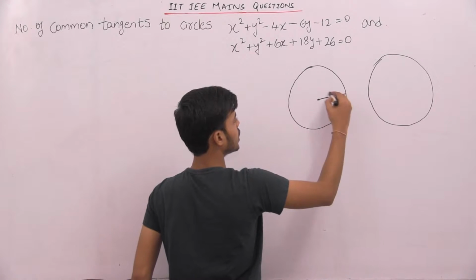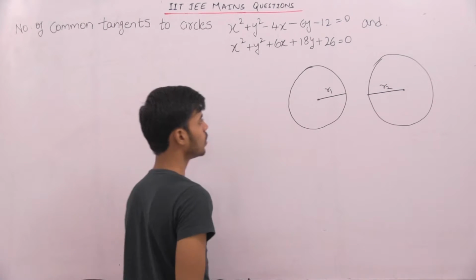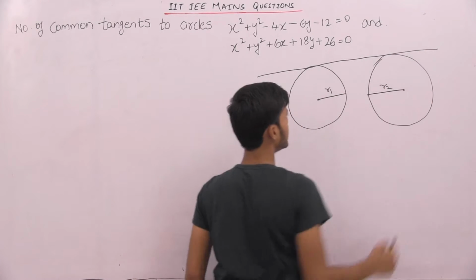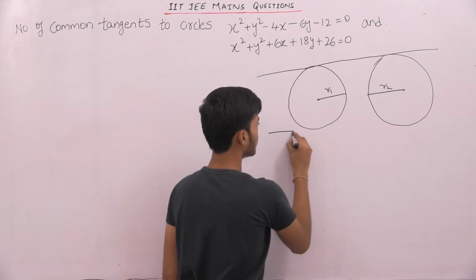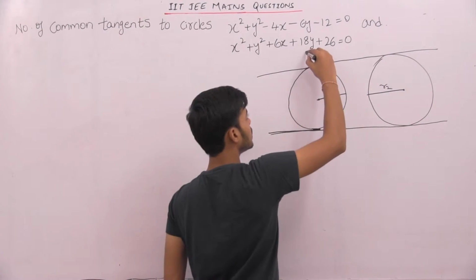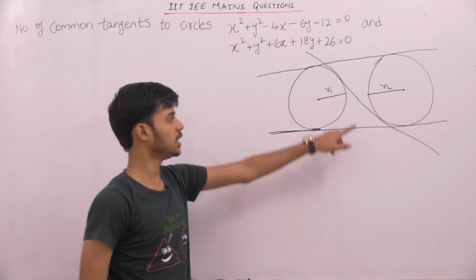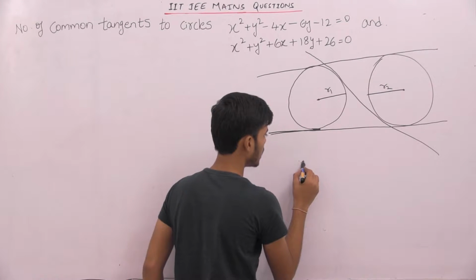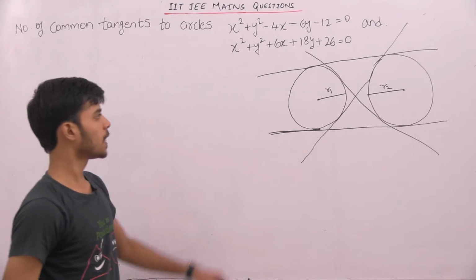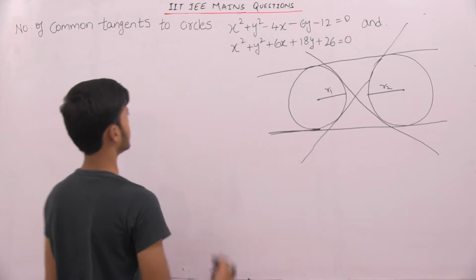So the radius of the first circle, let it be r1, and this is r2. Let's see the number of tangents which can occur. This is the first tangent touching both the circles, the second tangent touching both the circles, and it can also be this way touching these two circles. In the other way around, this could be the other. So if both the circles are not touching each other, then we have four common tangents.